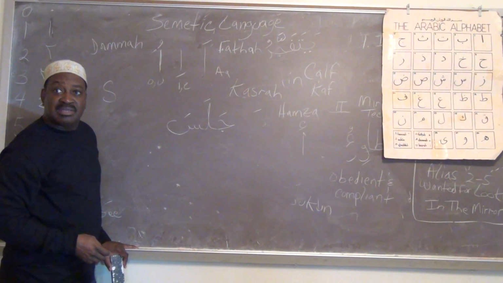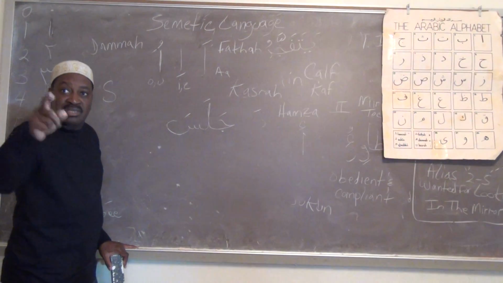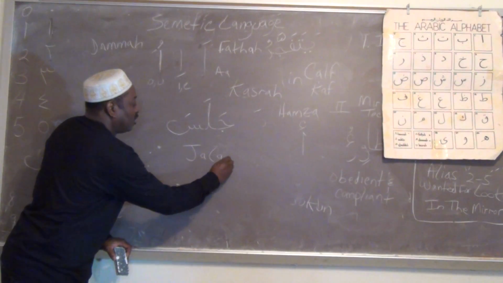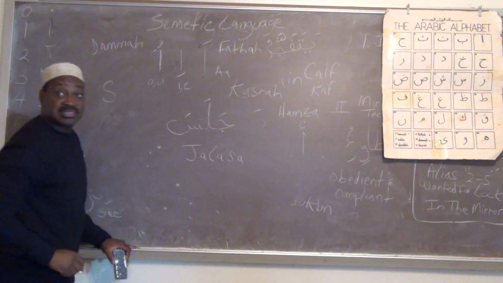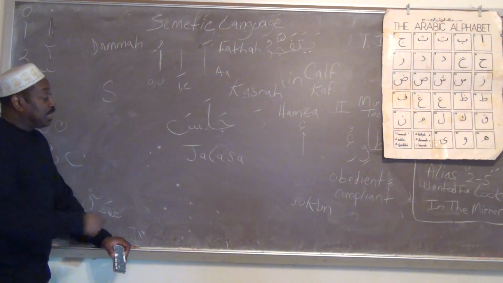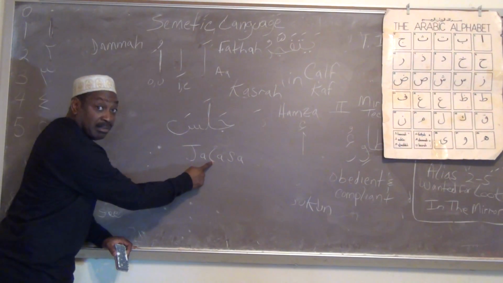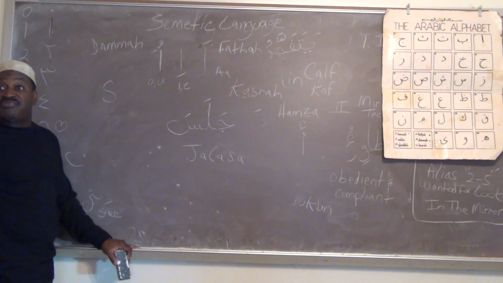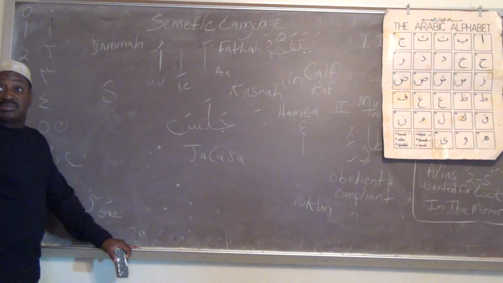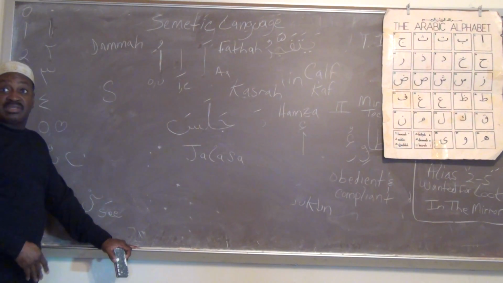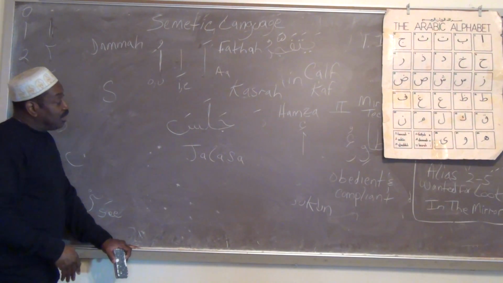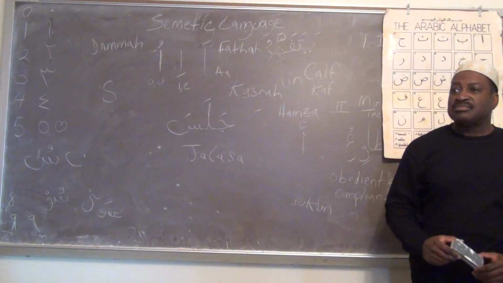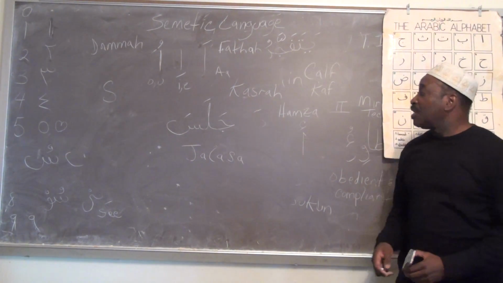Everybody hear that? Jalasa. That's it. See it? Because you have the jim, the lam, and the sin. The only thing you're doing is putting the vowels with them. That's all you're doing, putting the vowels with them. That's all you've been doing already. Right? Okay? Now, what does it mean? He sat.